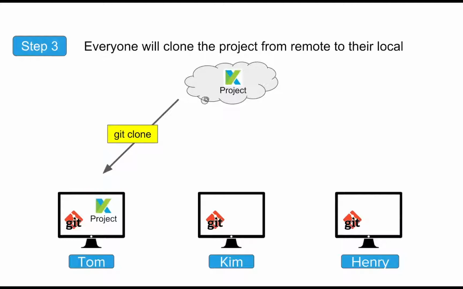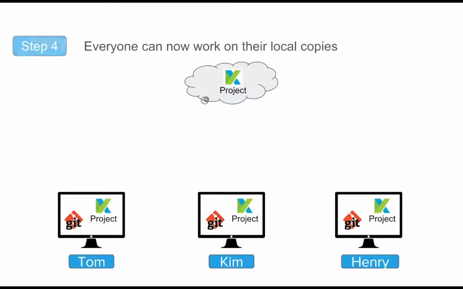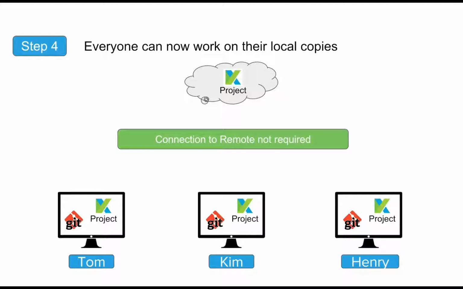So they will do a git clone, and Tom will get a local copy of the project. Similarly, Kim will get a local copy and Henry. And now step 4 will be everyone can now work on their local copies, and the good thing about Git is while working on the local copies they do not need to stay connected to the remote repository. Even if they do not have an internet connection, they can still work on their local machines, and network connection will be required only at the time of cloning, pulling or pushing of the project.